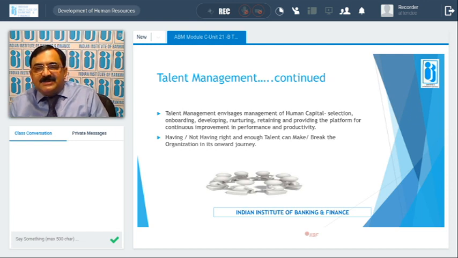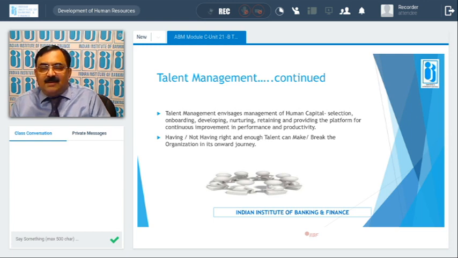Now, continuing with the discussion on talent management. So talent management envisages management of human capital at the stage of selection, and after the selection, it's at the stage of onboarding. We have to provide a good experience even at the stage of onboarding to create that first impression. And then developing the talent.